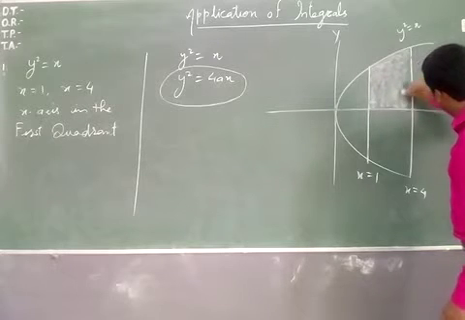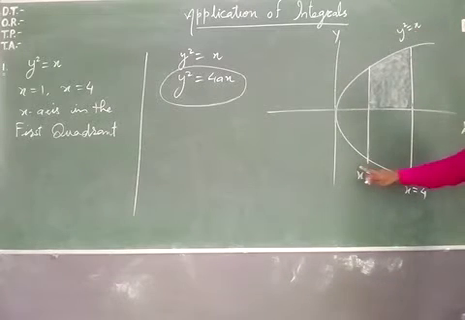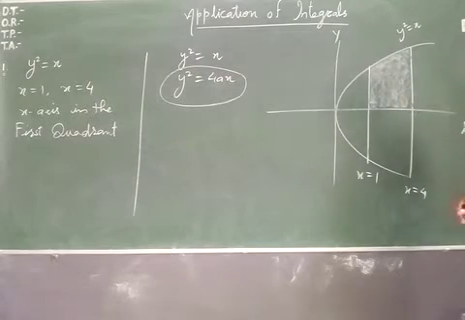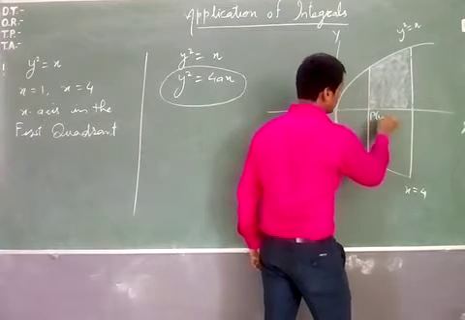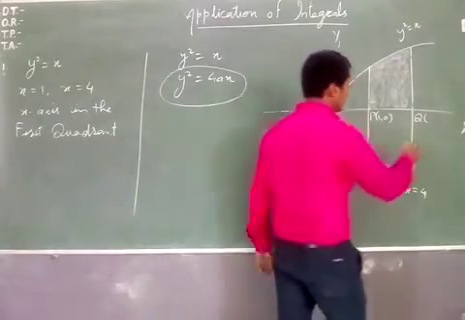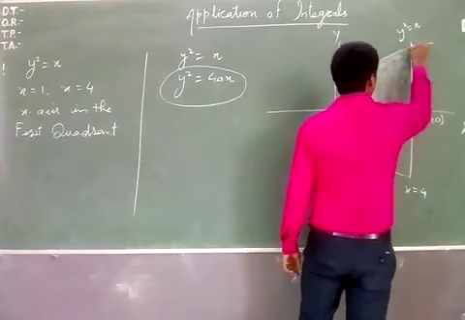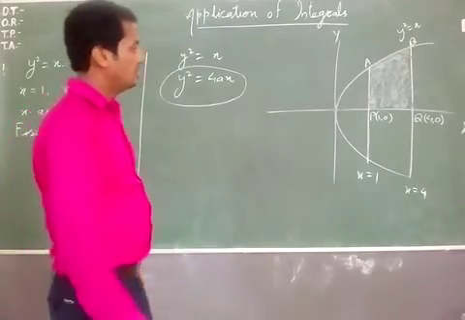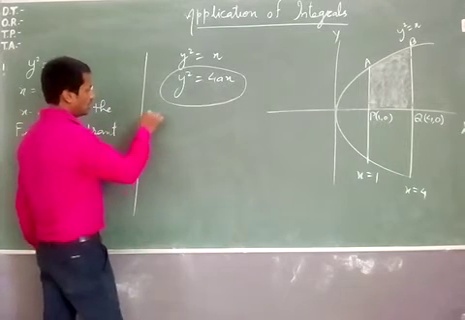We have to find out the area bounded by the curve y square equal to x and the lines x equal to 1 and x equal to 4 on x-axis in the first quadrant. So we can find the points here. This point P coordinate is (1, 0) and coordinate of point Q is (4, 0). We can find the shaded region bounded by the curve y square equal to x and the lines x equal to 1 and x equal to 4.